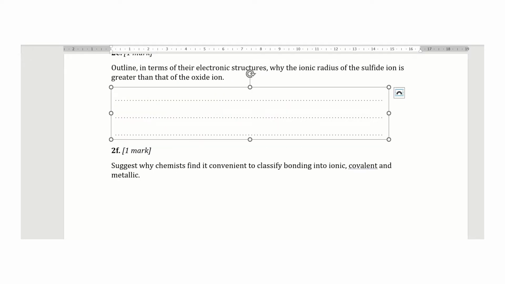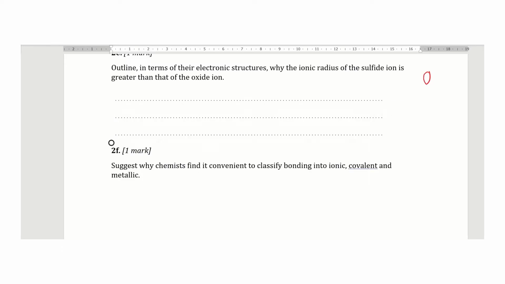Next question is telling you, outline in terms of the electronic structures why the ionic radius of the sulfide ion is greater than the oxide ion. So this is looking at periodicity. So I know that oxygen belongs to period 2, okay? And I know that sulfur belongs to period 3. So by nature, as I go down the group, I'm gaining more shells. So oxygen fills 2 shells, whereas sulfur fills 3 shells, hence why it belongs to period 3. So because I have more shells, it's obvious that the sulfide ion is going to have a larger radius than the oxide ion.